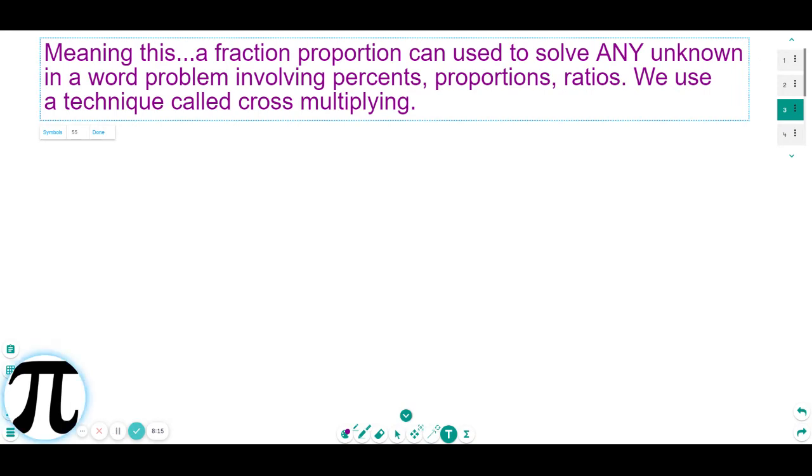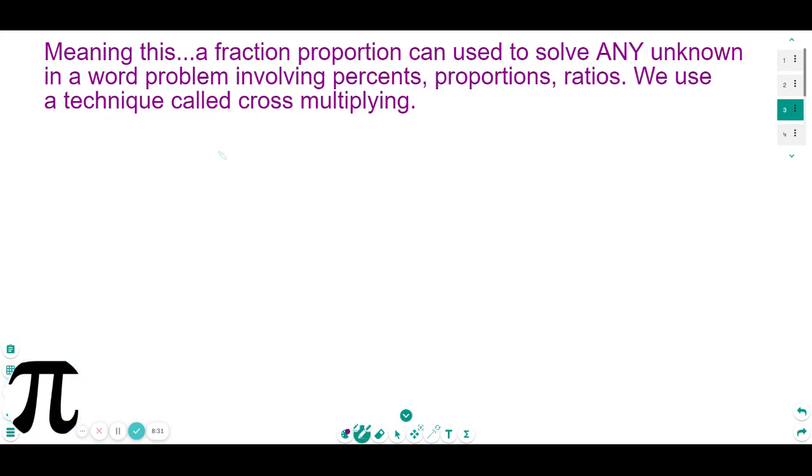So here's what we're getting at, grade 7s. A fraction proportion can be used to solve any unknown in a word problem involving percents, proportions, and ratios. We use a technique called cross-multiplying. Here's how it works. Let's say I have a proportion here, and let's say it was 1 over 2. We're going to start simple, but of course the power of this will be when your numbers aren't so simple.